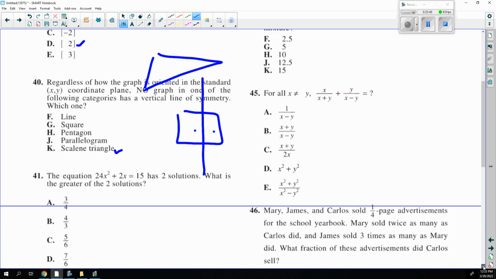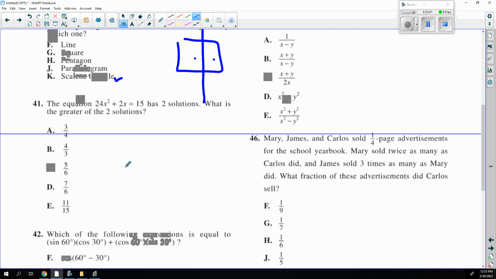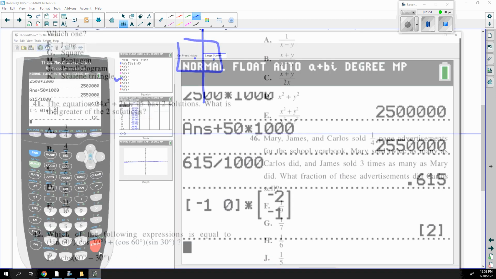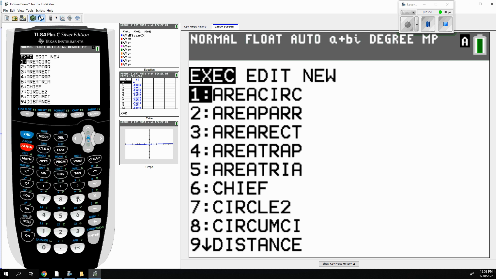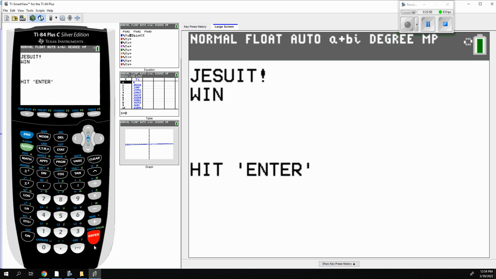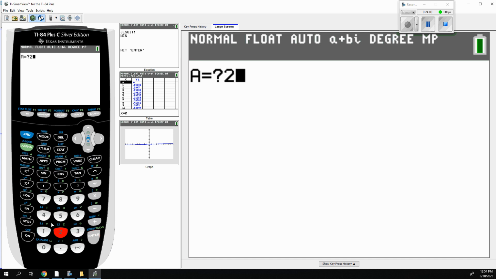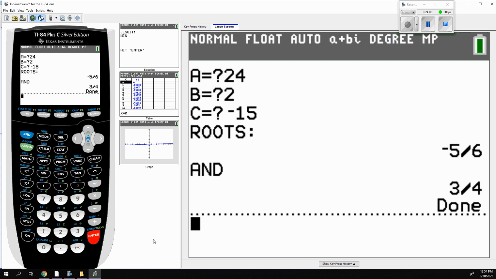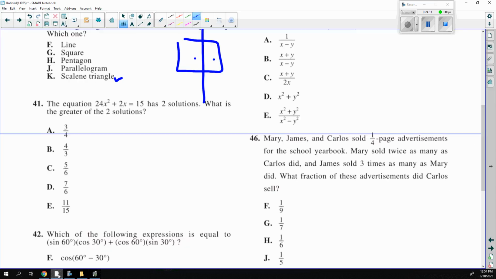I hate those. A quadratic, 24, 2, and negative 15. Negative 15, because I have to kick it over, huh? And the larger of the answers is 3/4.